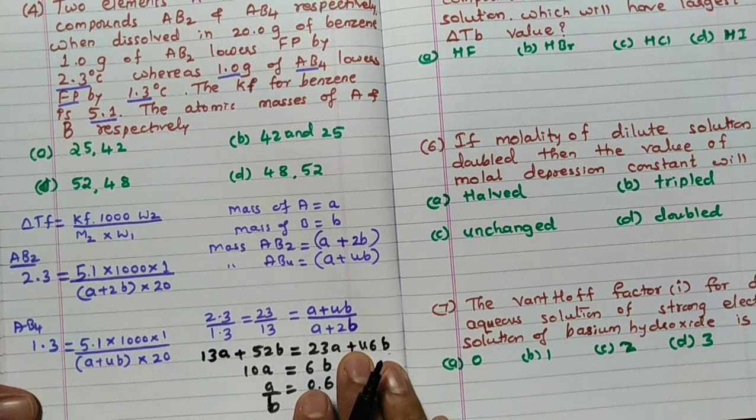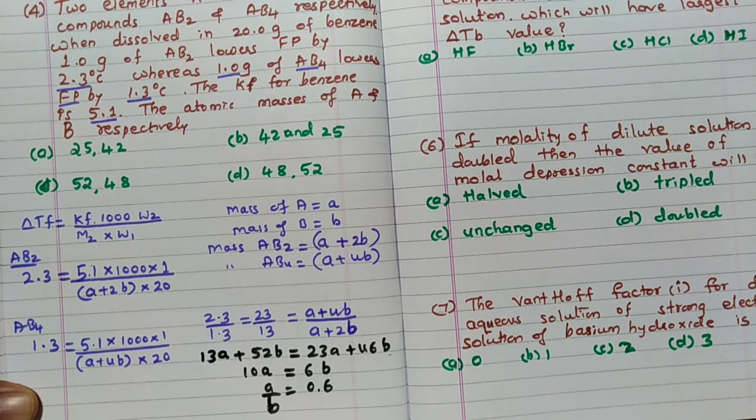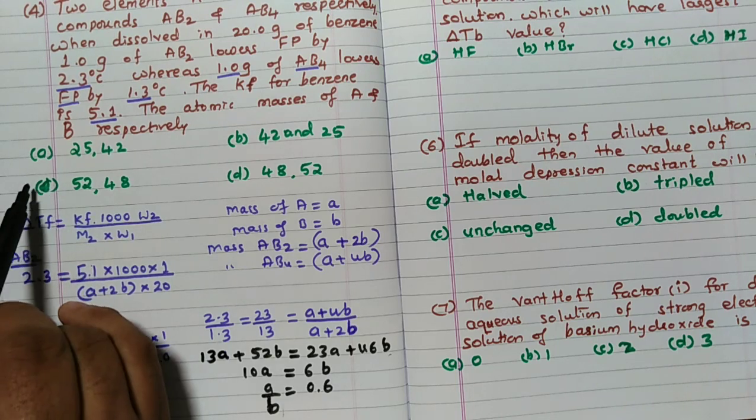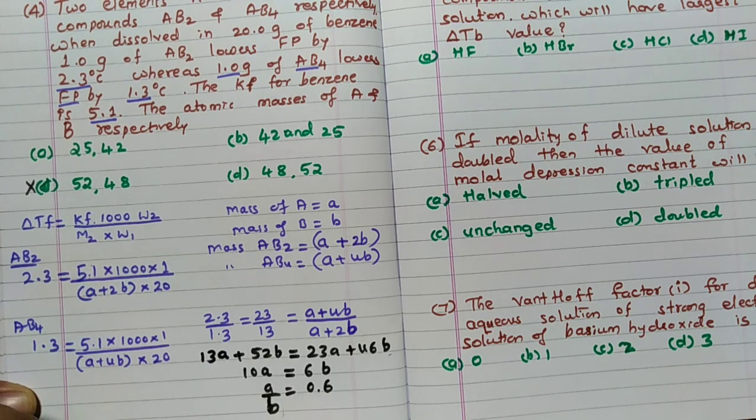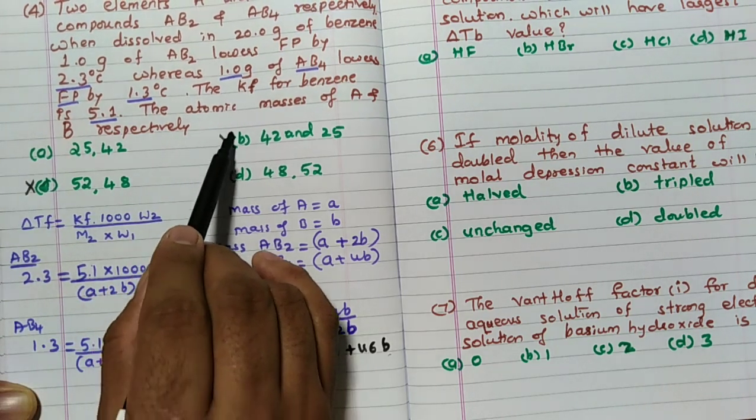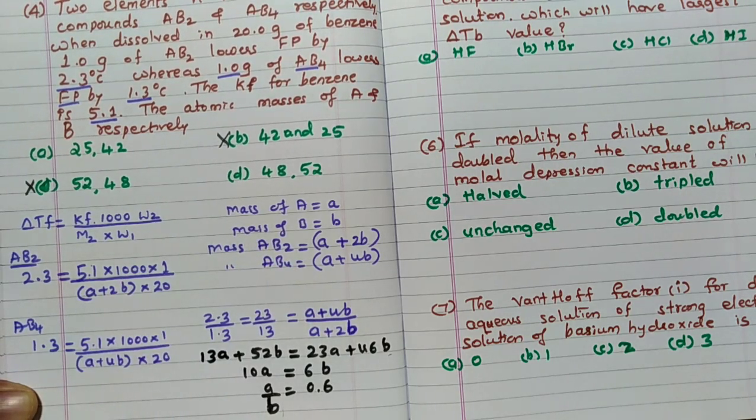Now you see the options. A by B 0.6, definitely A by B 0.6. A should be less, B should be more. It's common sense, correct? A should be less, B should be more. Then only you are going to get 0.6 in this particular case. Hence this option, and also remember this option, you can easily remove. Then two options left.